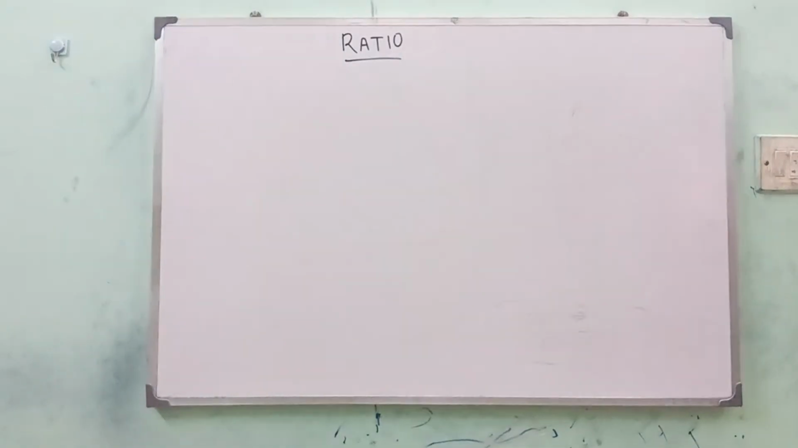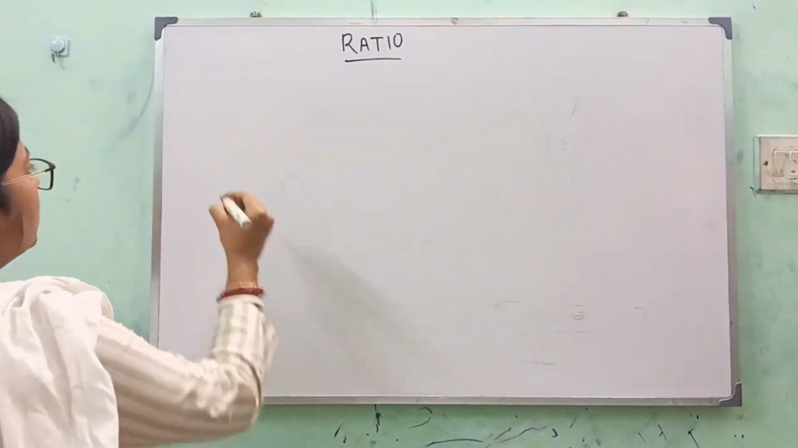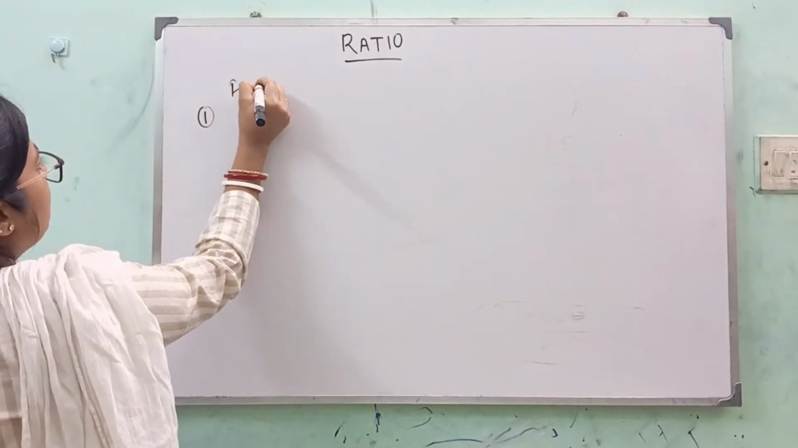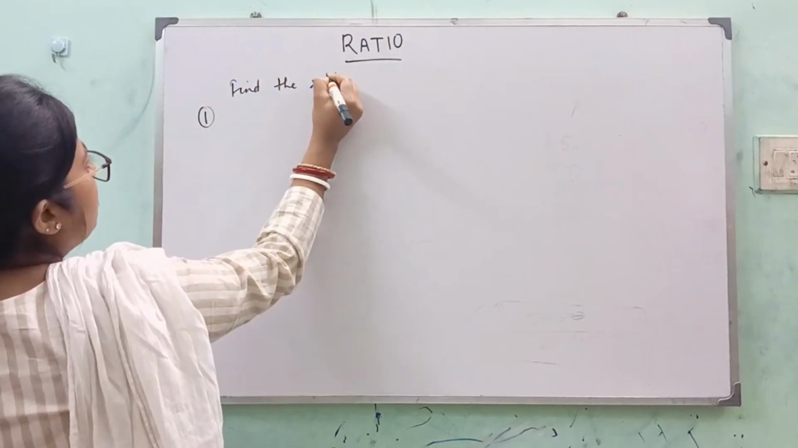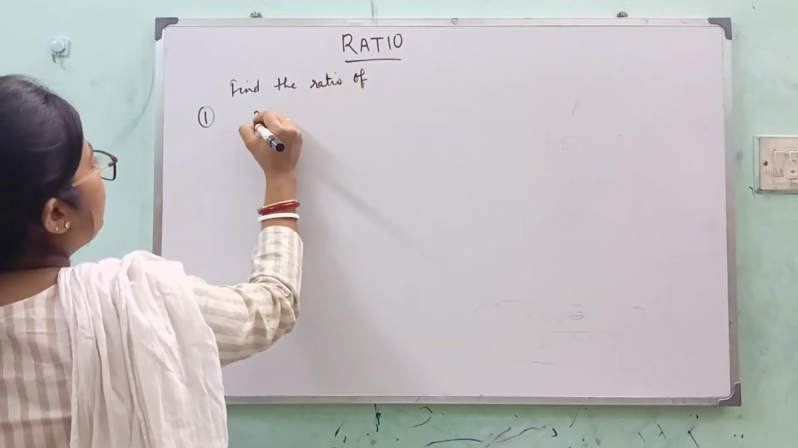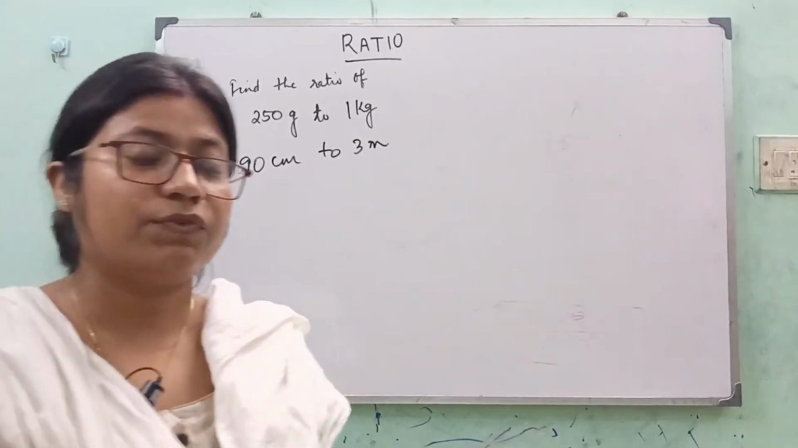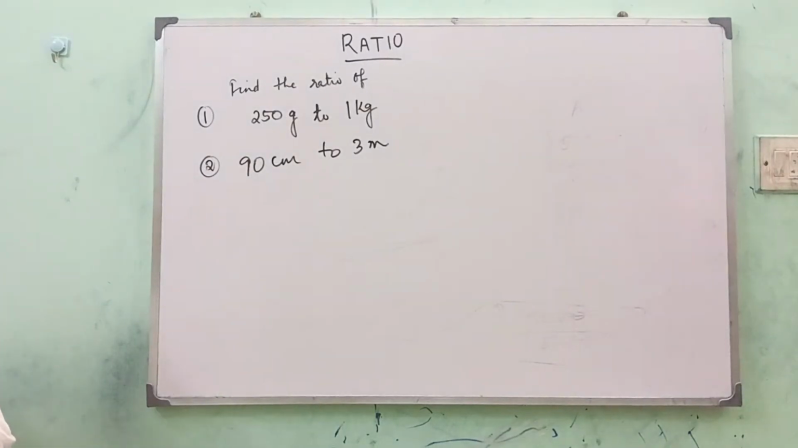Now let's come to some sums. Sum number 1: find the ratio of 250 gram to 1 kg. Number 2: 90 centimeter to 3 meter. Take some time, finish it off quickly. Come on, we'll discuss the answers.